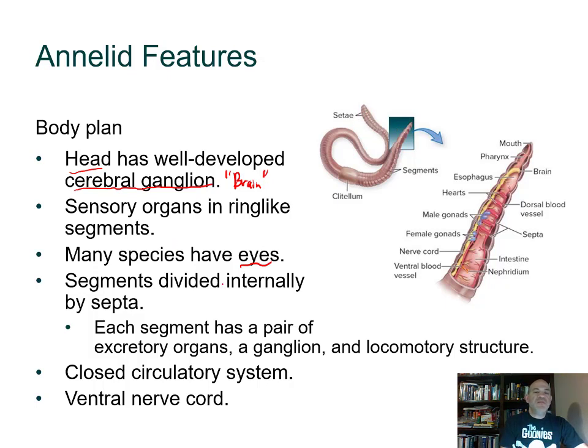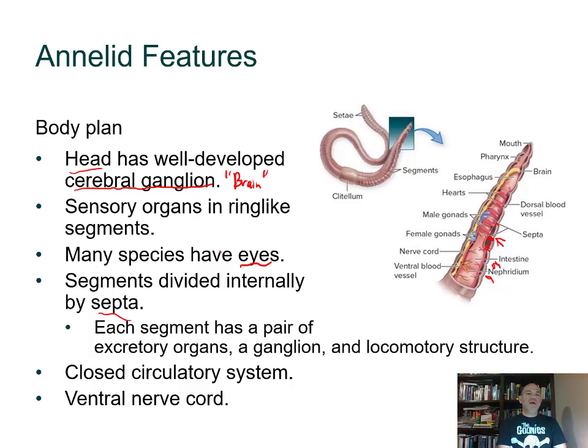The segments are divided internally by septa. These are membranes that divide the segments, and here they cut off away from the wall of the earthworm. You can see everywhere there's a segment, right there and right there and right there. Within the body, a membrane separates one segment of the body cavity from the next. That body cavity is filled with fluid. It's not hollow, but there are these membranes that wall it off.